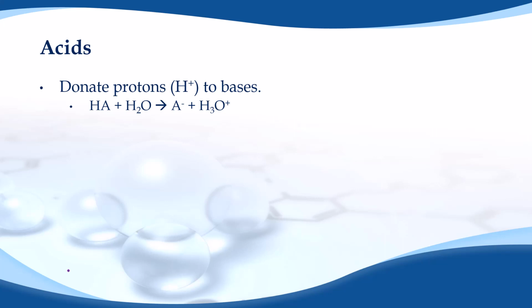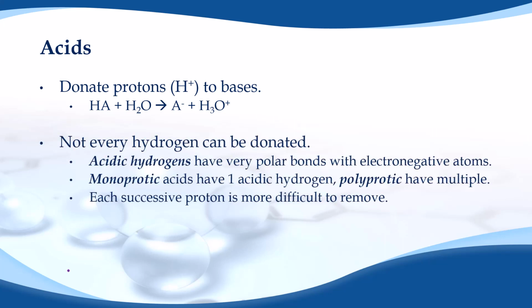Even though an acid may have multiple hydrogens in it, not every hydrogen can be lost in this way. The only hydrogens that an acid can lose are what we call acidic hydrogens. You can tell a hydrogen is acidic because it's involved in a very, very polar bond, usually with oxygen or chlorine or something along those lines. We have labels based on how many acidic hydrogens an acid will have. Monoprotic means one acidic hydrogen, diprotic means two, and polyprotic is really anything more than one.